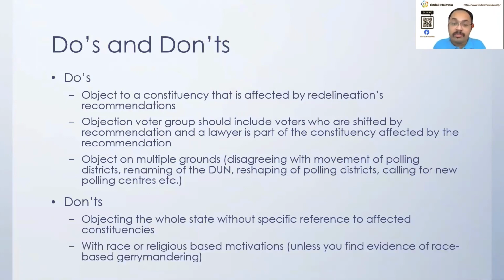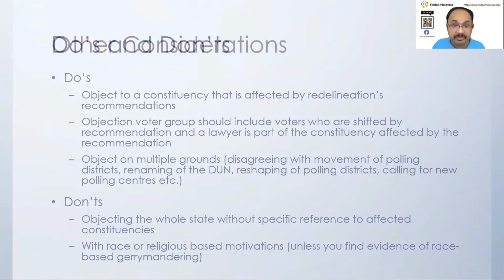And please do not object with race or religious-based motivations unless you find evidence of race-based gerrymandering. In the early days of our election commission, especially when the Sarawak delineation took place in the 60s, some groups were objecting based on racial or religious grounds, and EC just flatly refused to entertain. Right now it's maybe 50-50, but we will not even recommend this unless you find evidence that race-based gerrymandering has taken place, that is, manipulation of electoral boundaries with an ethnic flair.